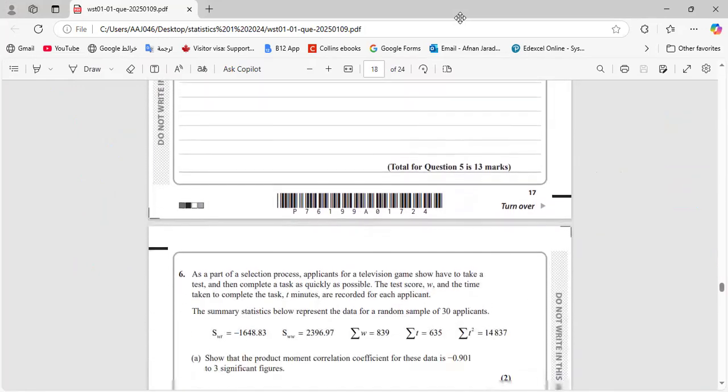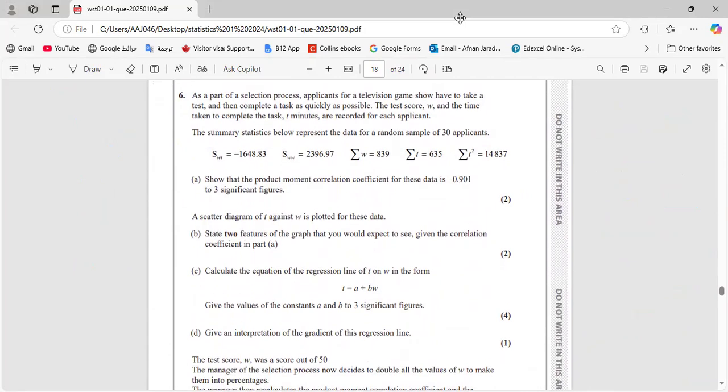Question number 6. As part of a selection process, applicants for a TV game show have to take a test and then complete a task as quickly as possible. The test is scored W, and the time taken to complete the task is T minutes. That's very important to know. W is the test score, and T, in minutes, is the time taken to complete the task.